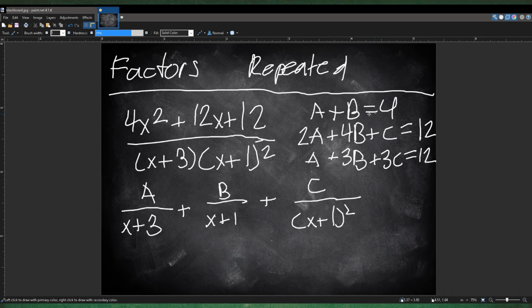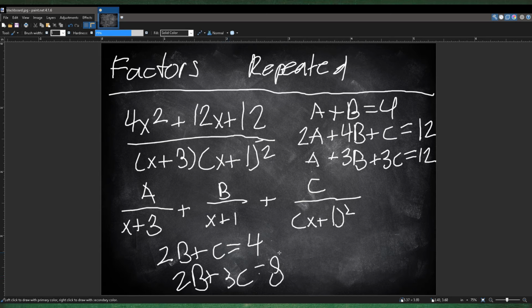So multiply the first equation by -2 and add to the second one. That gets 2b plus c is equal to 4. And then you multiply this by -1 and add to this one. So that gets 2b plus 3c is equal to 8. So that means 2c has to be equal to 4. So c has to be equal to 2.